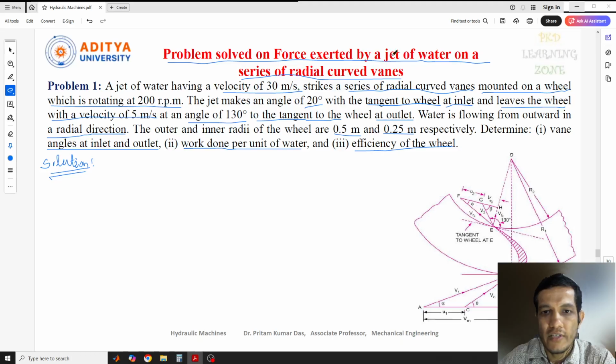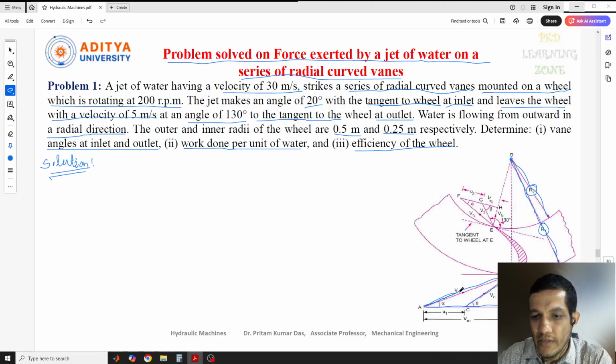For this concept, I have taken the diagram. You can see here, this is the center point of the wheel. This is the inner radius of the wheel, and this is the outer one. The inner radius is R2, and the outer radius is R1. This is the velocity triangle for the inlet condition, where we can see V1, VR2, VF1, VW1, all these velocities.